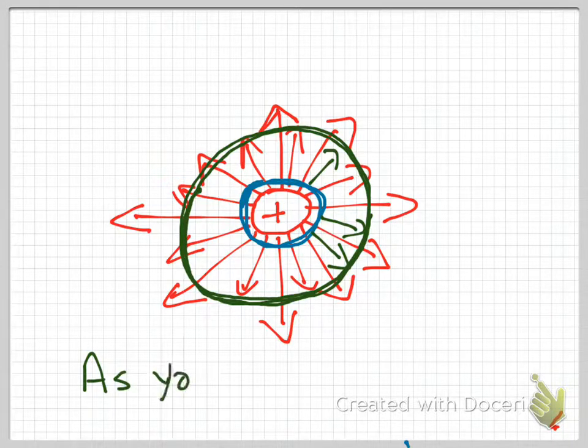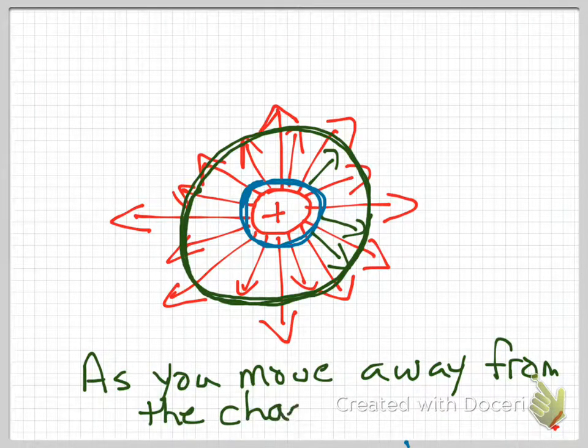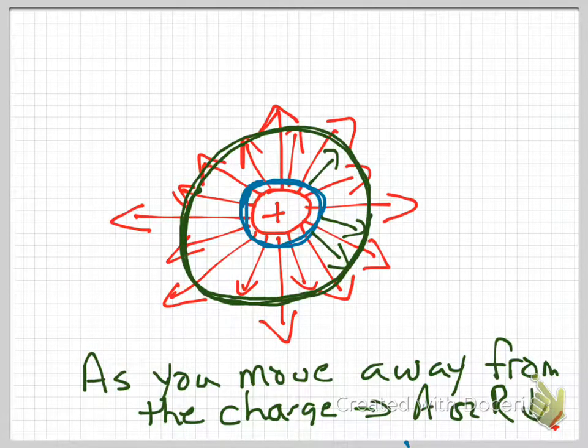So as you move away from the charge, attraction, I'm just going to use A, or repulsive force decreases. And again, it's dealing with the concentration of the strength.